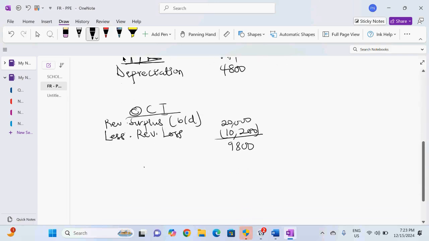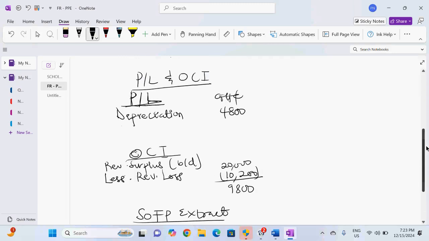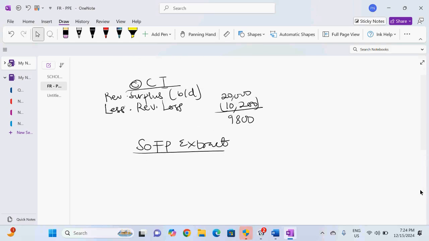Now we go and prepare the extract for the statement of financial position. All these are extracts. They are not the full statement of financial position that you know. An extract is not full, it is just part of it. So there we have the non-current assets. What are the non-current assets? You have only one building, right? The building. What is the carrying amount from the workings that we did earlier?